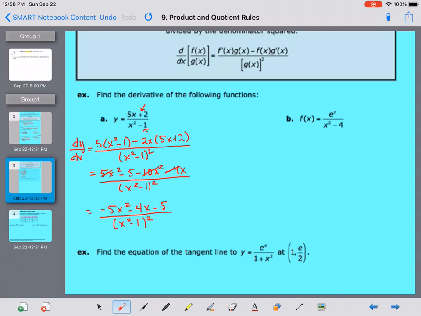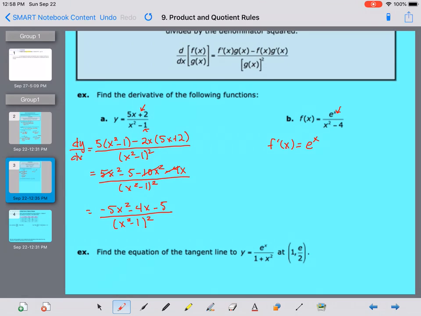So we're going to have to be forced to use this idea of the quotient rule. Where e to the x is going to be our top, and then of course x squared minus 4 is our bottom. So our derivative, quotient rule says first to take the derivative of the top. We learned that the derivative of e to the x was in fact e to the x.